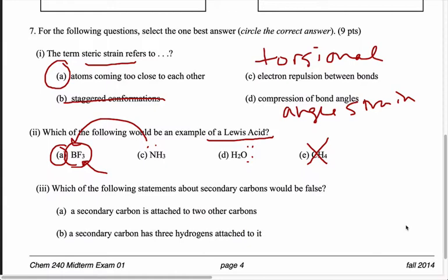The third part of this: which of the following statements about secondary carbons would be false? So a secondary carbon, as we had talked about before, is a carbon which is attached to 2 other carbons, so that has to be true. A secondary carbon has 3 hydrogens attached. That has to be false because if it was secondary, there would be only 2 other positions that weren't carbon, so there would be no possibility for 3 hydrogens. So the answer here was B.